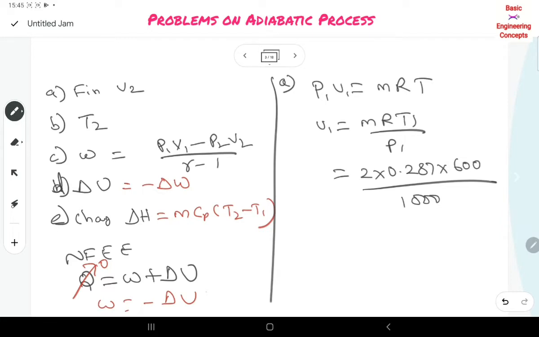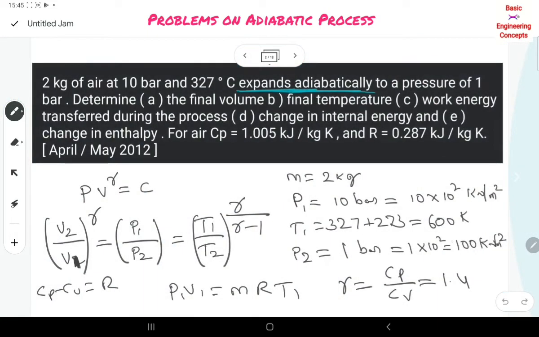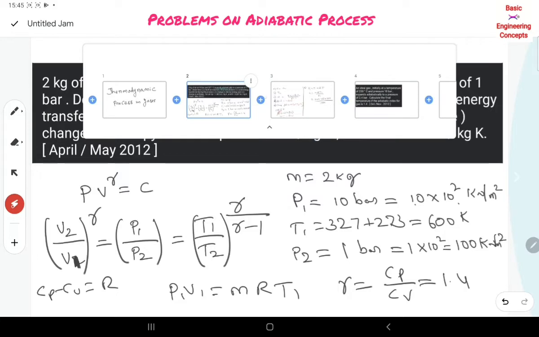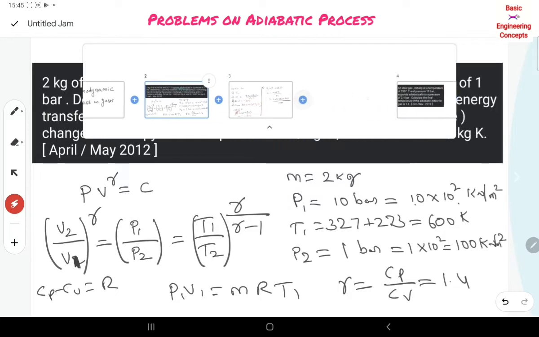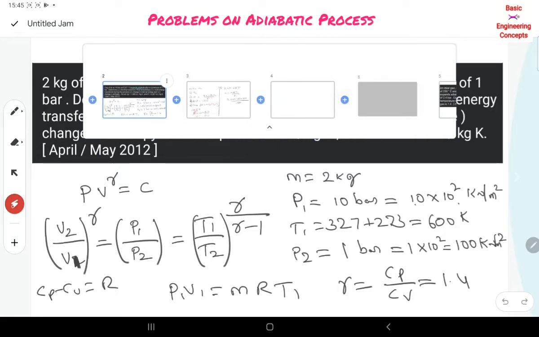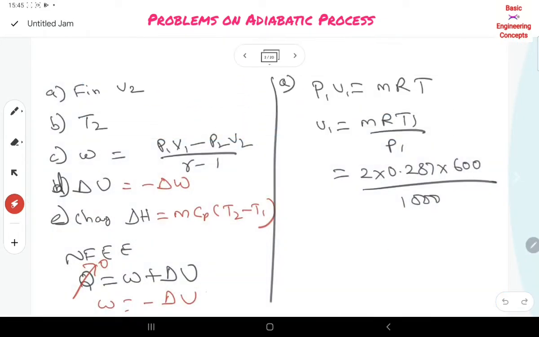Here, this is 10 into 10 square, this data is used. 10 into 10 square, that is 1000. Then you can calculate V1, which is 0.344 meter cube.